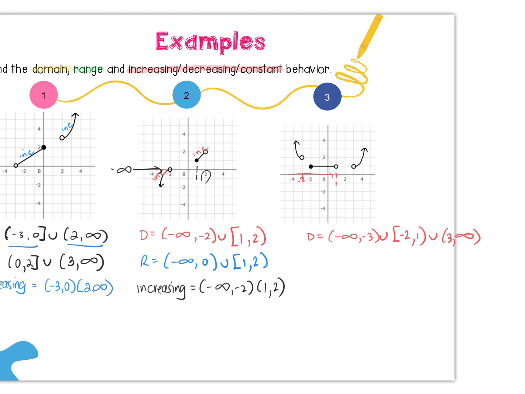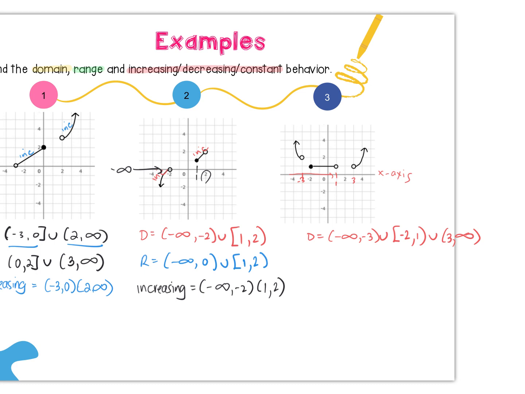So my x values are going to go from negative infinity to negative 3. Then it's going to go from negative 2 to 1. And then it's going to go from 3 to infinity. And that's what I represented here.